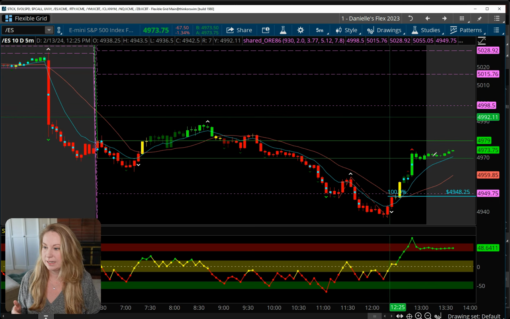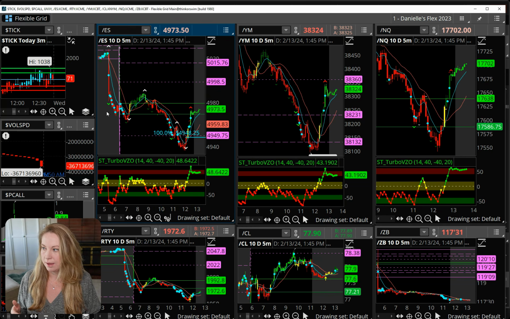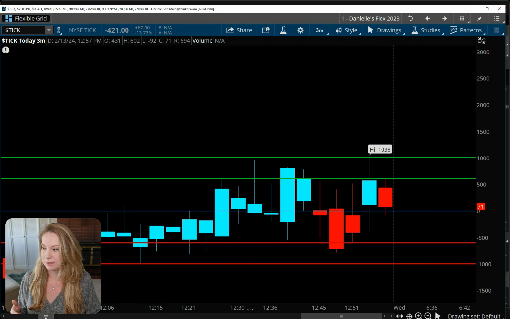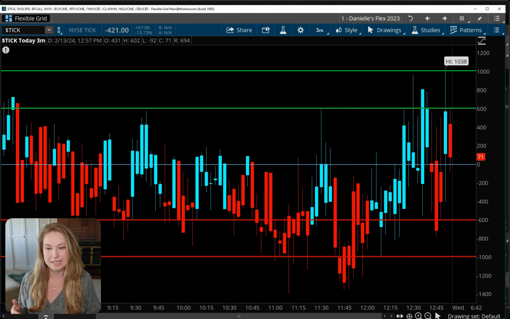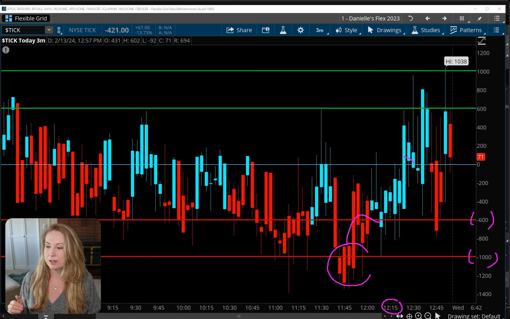Now, another thing that I used to trade this was going to be the ticks. So I'm a student of the ticks. And basically, what I was looking for was a shift in the buying versus the selling pressure. So, right here, you can see around 12:15, the ticks had been really negative. We were selling off hard. We were down into negative 1,000. They ended up pulling back up into negative 600. So, still selling pressure, but not as significant. The big kicker here was right before 12:30, we started to see some buying.